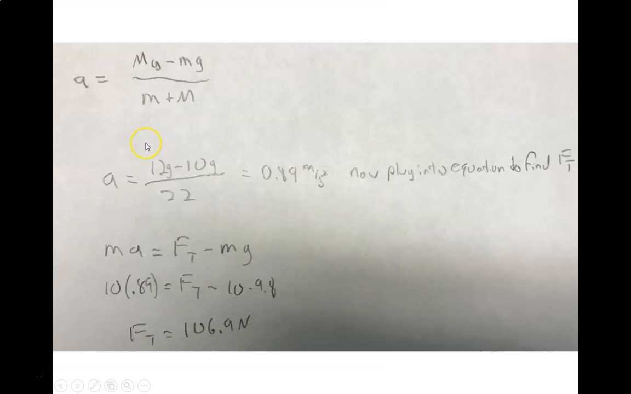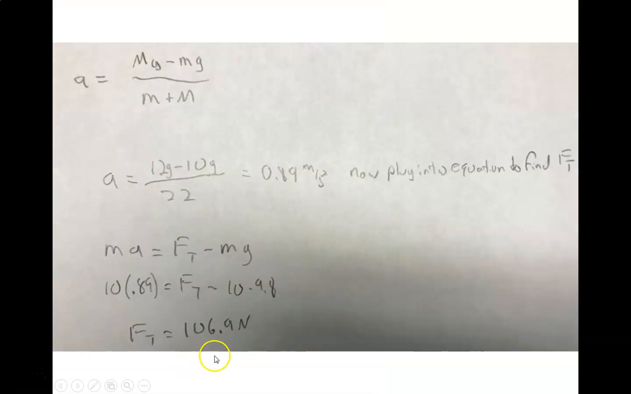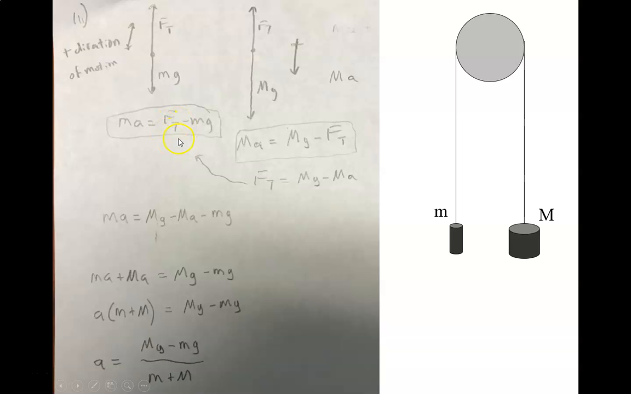And so now we're going to stick what we know into that equation, 10. We now know A is 0.89. We're looking for F sub t. Little m and g we both know. And you get that the force of tension is equal to 106.9 newtons. So we look at the system as a whole overall, and then to find the force of tension, we have to go into one of these equations just for a mass.